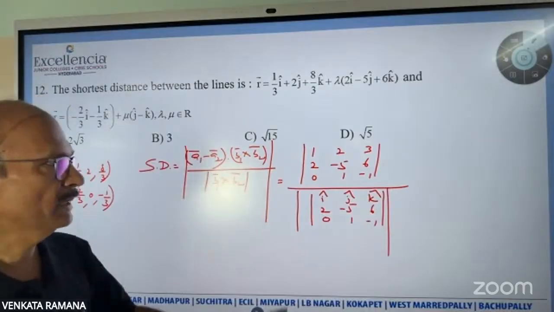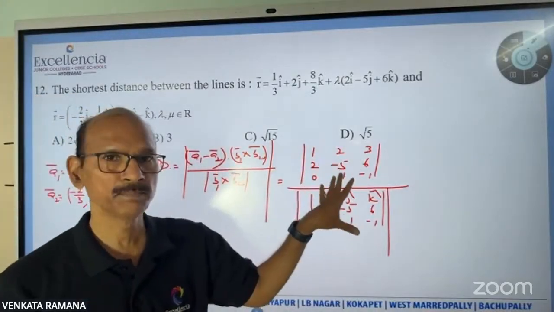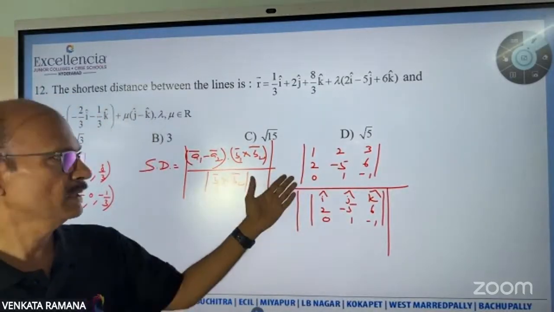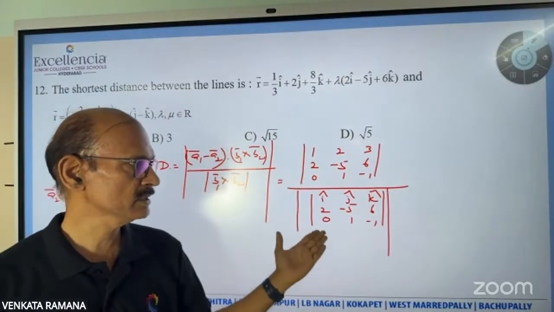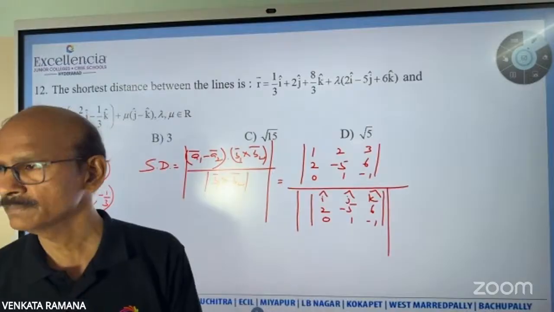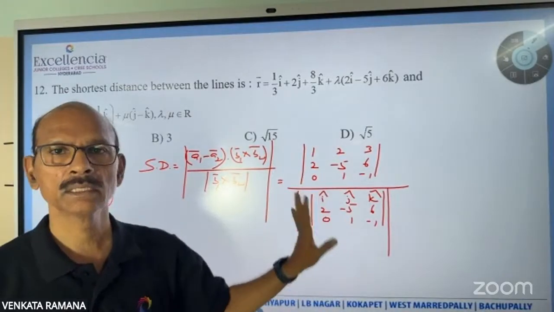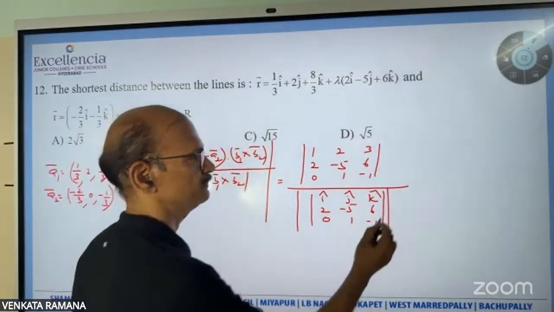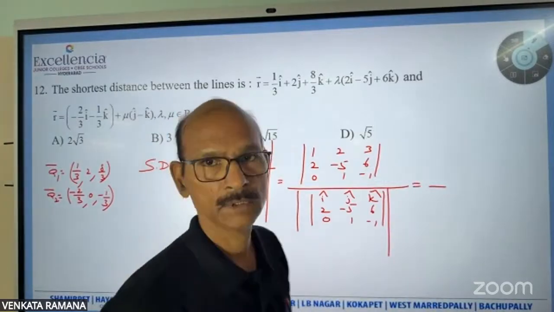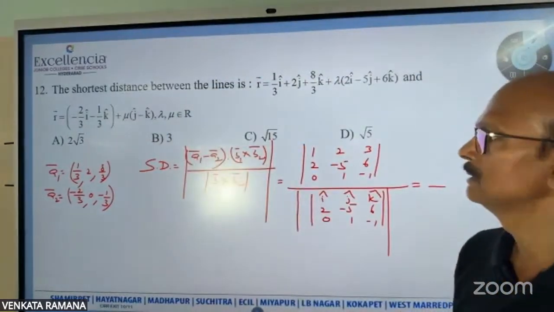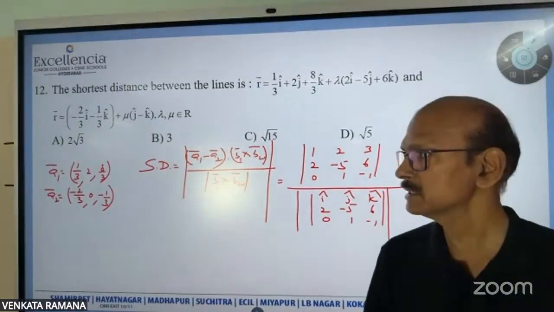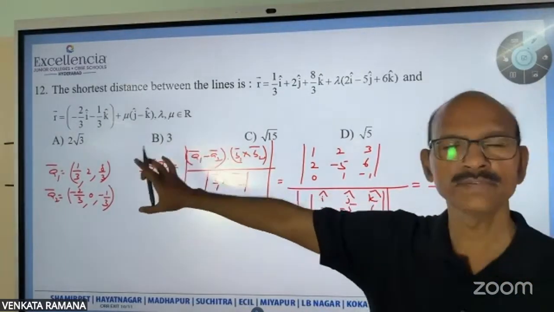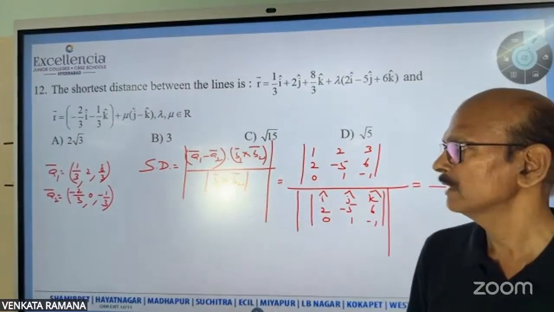Modulus of this. By using this way, you can simplify this one because it's an expansion of a 3 by 3 determinant only. Just take the modulus and simplify it, and then you will get the answer. Very simple question. You will get the answer as 3, of course. So this is our shortest distance. All the students definitely will attempt this question.